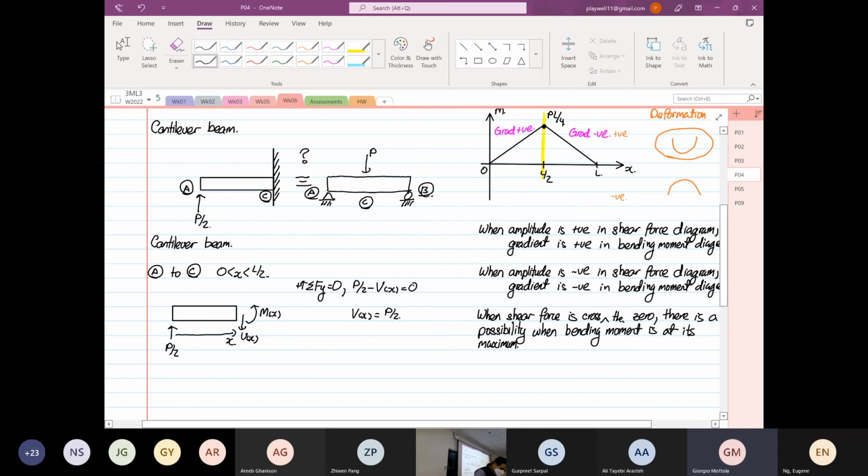Okay, so we do the anti-clockwise direction, summation of moments in the z direction at point x is equal to 0. So P over 2, so it's minus Px over 2 plus M as a function of x is equal to 0. M as a function of x is equal to Px over 2. This is between point A and point B. And the distance from here to here, I'm sorry, I did not write the distance. This is L over 2. And the distance from here to here is also L over 2, and to here.